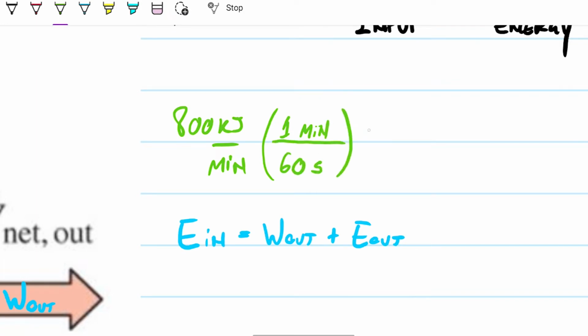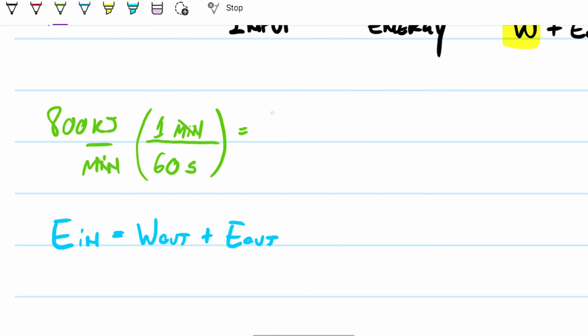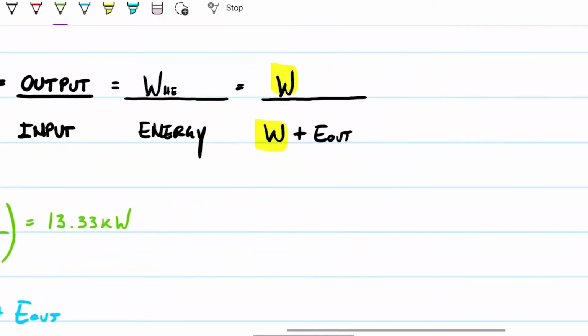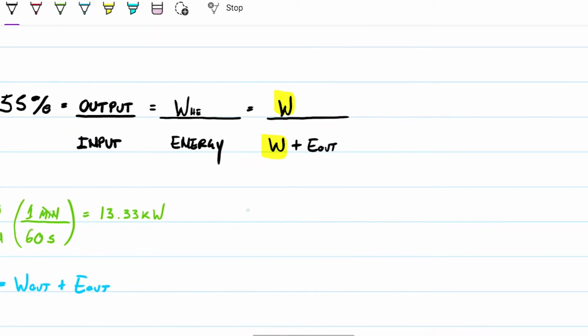So this is a multiplication by 1, and I'm not changing anything. The minutes go away, and I'm left with kilojoules per second. And I get 13.333 forever, right? This is kilowatts, or kilojoules per second. Okay, so what I have here is an equation in which I know everything except the unknown that I'm looking for, which is amazing, right?